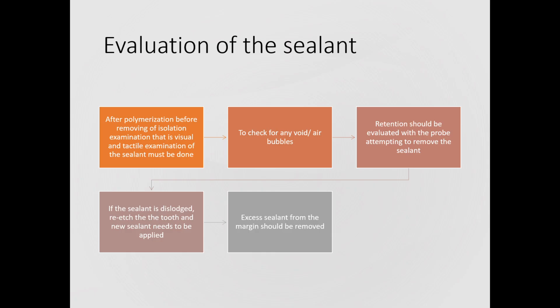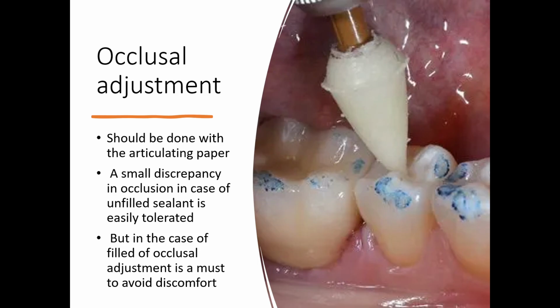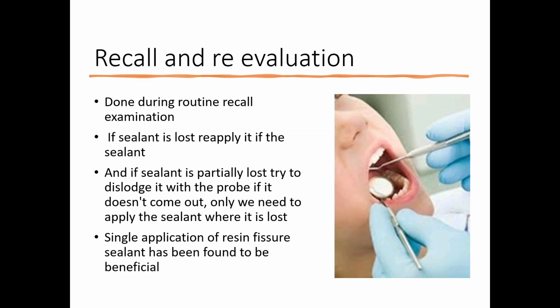Excess sealant from the margin should be removed. Any occlusal adjustments have to be done. A small discrepancy in the case of unfilled sealant can be easily tolerated, but with filled sealants you have to do occlusal adjustment with articulating paper to avoid discomfort. Recall and re-evaluation are done during the routine recall examination. If the sealant is lost, reapply the sealant. If the sealant is partially lost, try to dislodge it with a probe. If it doesn't come out, we need to apply the sealant where it is lost.